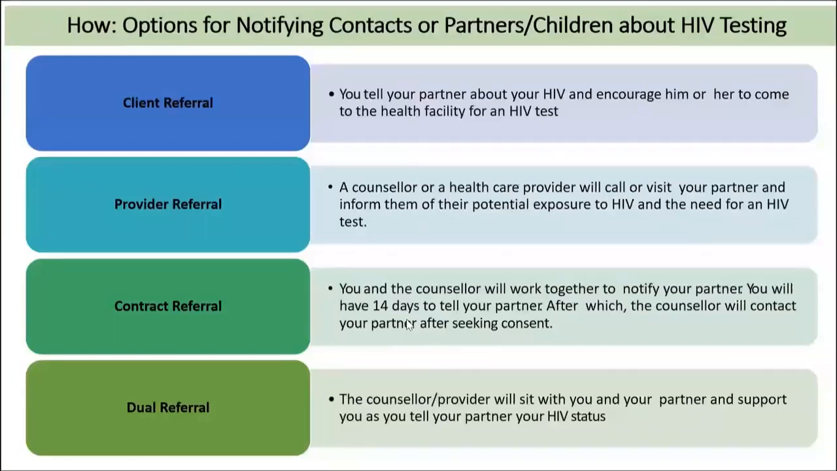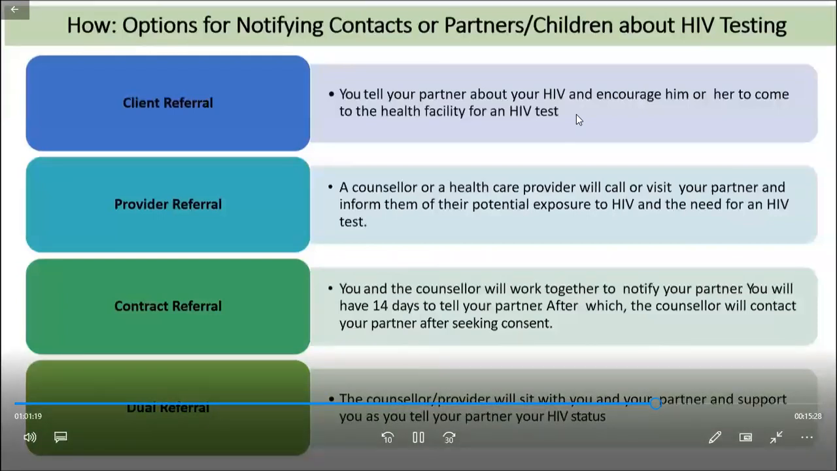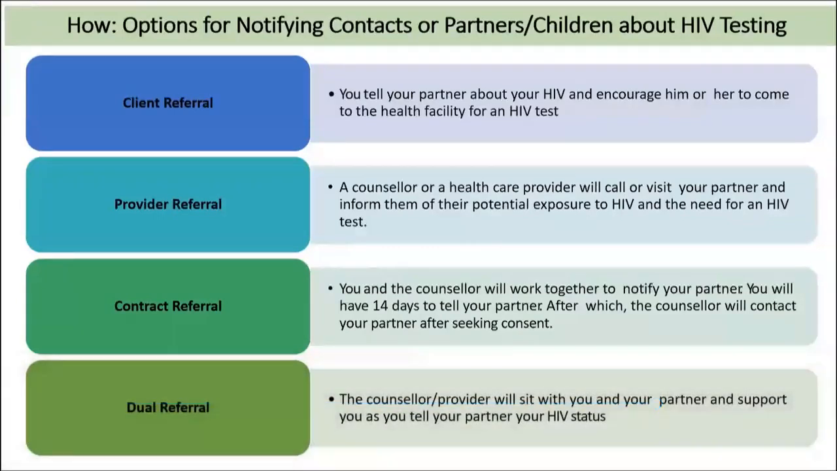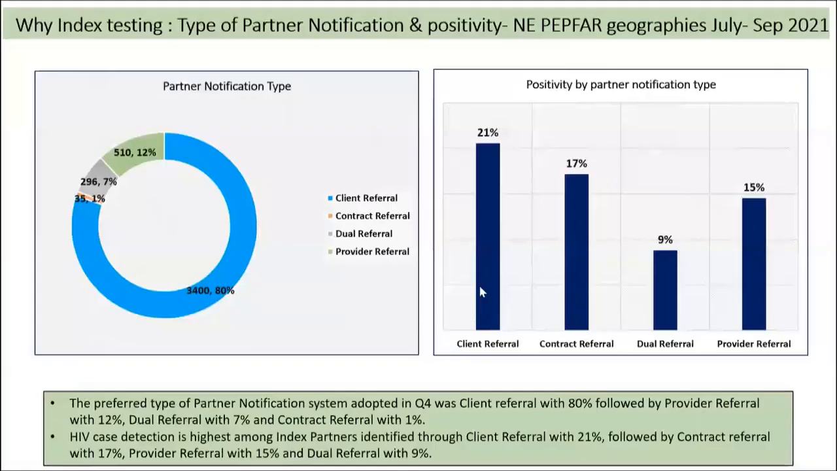And the fourth way is dual referral, where the index case says, okay, I am not very comfortable, I want your support in telling my partner. So please accompany me, and we will discuss as a team with my partner about the importance of HIV testing and status. Accordingly, the client can choose any one of the four strategies for informing their partner or children about the importance of HIV testing. These are the four different ways.